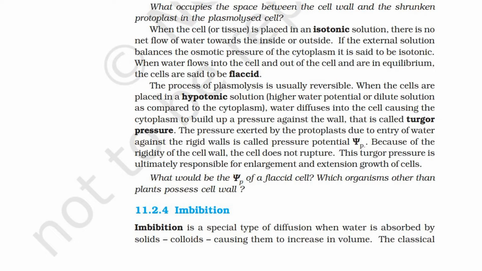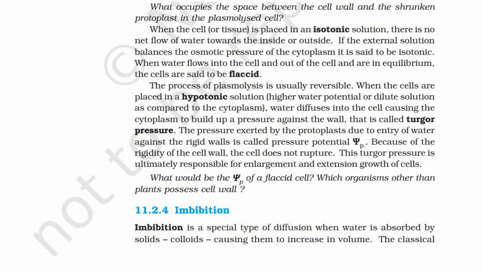When the cell, or tissue, is placed in an isotonic solution, there is no net flow of water towards the inside or outside. If the external solution balances the osmotic pressure of the cytoplasm, it is said to be isotonic. When water flows into the cell and out of the cell and is in equilibrium, the cells are said to be flaccid. The process of plasmolysis is usually reversible.